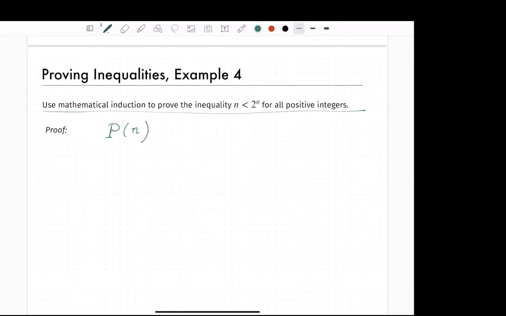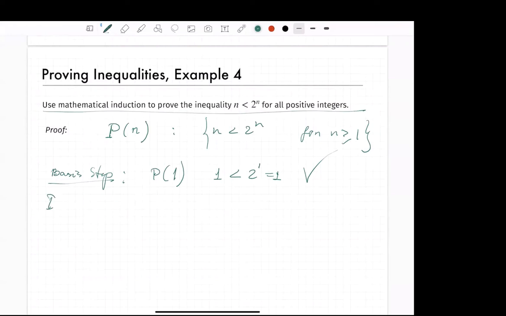What is my P of n here? n is less than 2 to the n? Yes, n is less than 2 to the n, for n greater than 0. So let's say n is greater than or equal to 1. Let's start. Okay, that's my P of n. Basis step. P of 1, is it true? Well, 1 is less than 2 to the 1, which equals 2. So that checks out. Inductive step.